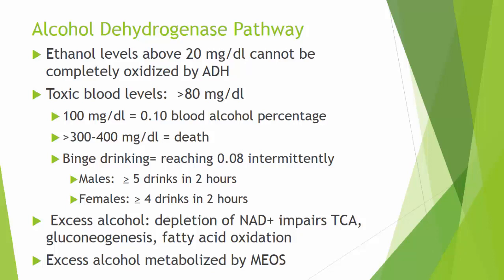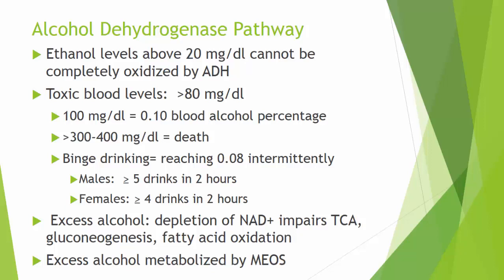Toxic blood levels of alcohol are greater than 80 milligrams per deciliter. At 100 milligrams per deciliter, that's equivalent to a 0.10 blood alcohol percentage. And so when you're trying to equate the amount of ethanol in the blood with a blood alcohol percentage, this kind of gives you the equivalency. If your blood level of ethanol is greater than 300 to 400 milligrams per deciliter, then you could die.